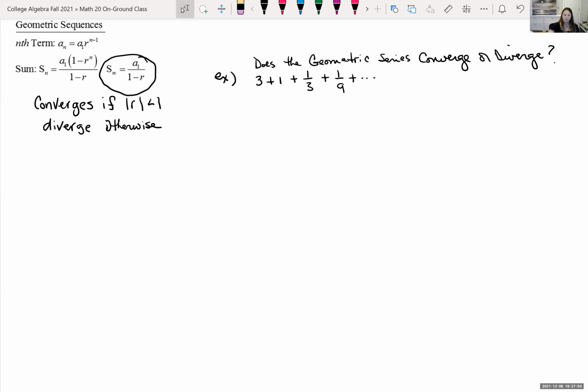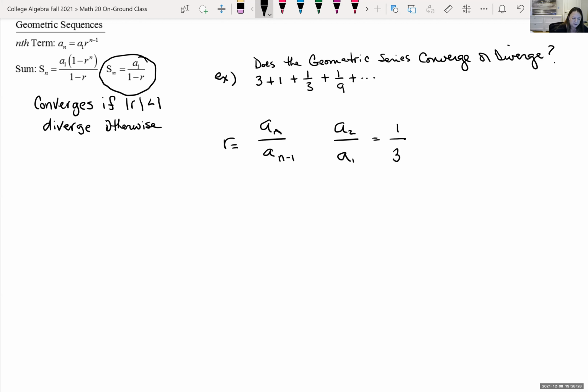So recall for geometric, we can look at any term divided by the term right before it. So if I looked at my second term divided by my first term, that should give me the same r value as any two terms in the sequence that are right next to each other. So a sub 2 is 1, a sub 1 is 3, which gives us r.